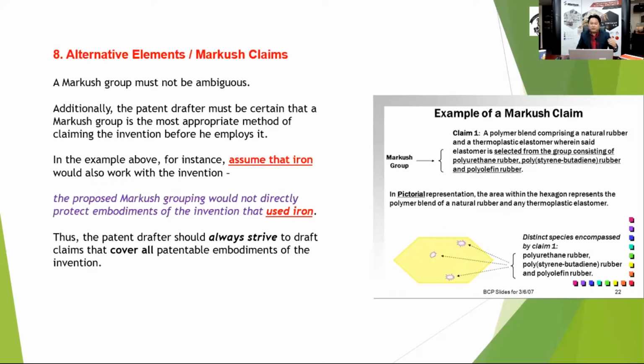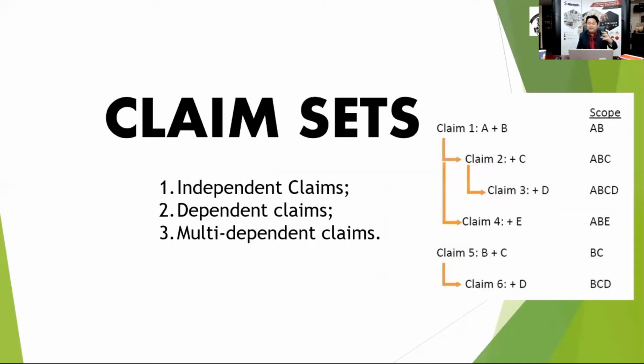So that's it for the 8 standard claims that you can use to write anything for the body of your claims. Now we move to the next one, the claim sets. There are 3 claim sets I will talk about here. How do we draft the whole claims with all the claim sets? I'm going to talk about independent claims, dependent claims, and multi-dependent claims.